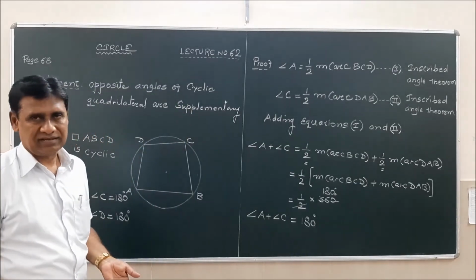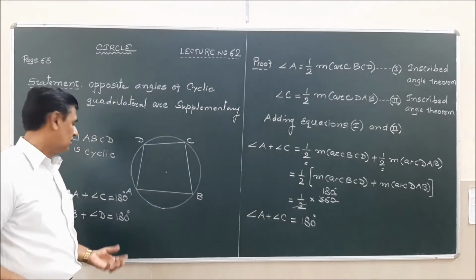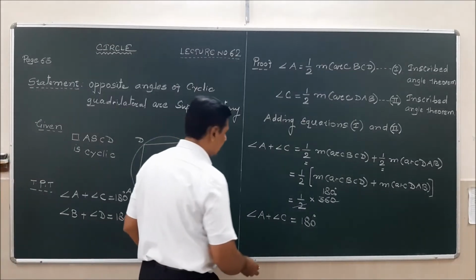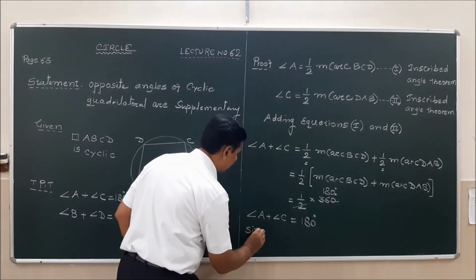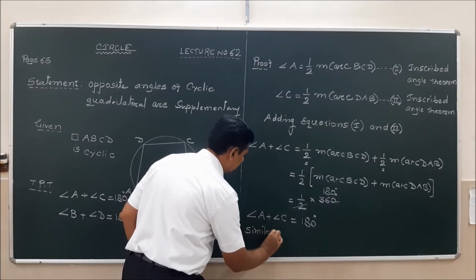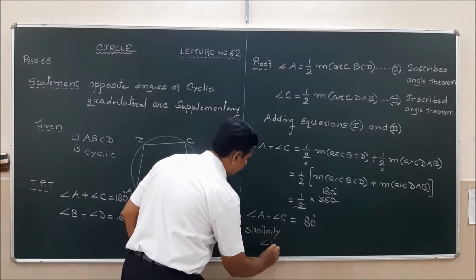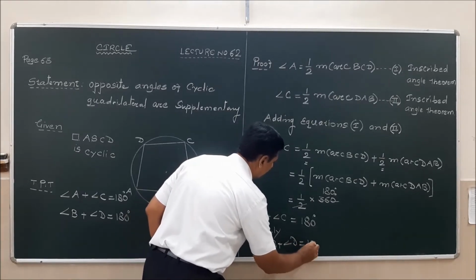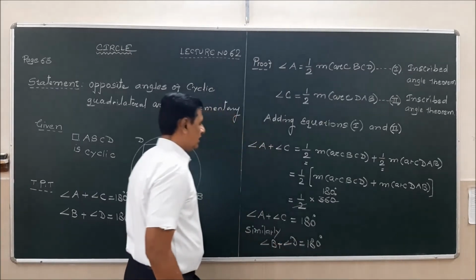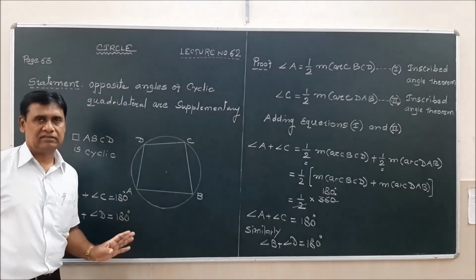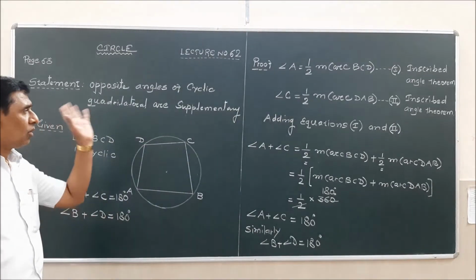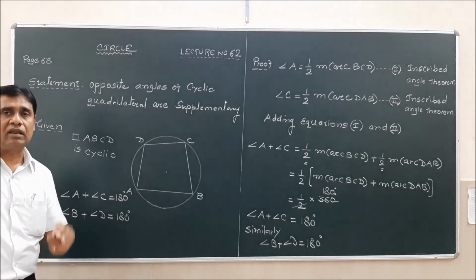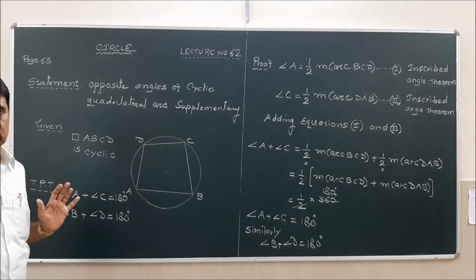There is no need, even in the textbook also they have mentioned, to get the second result, simply you have to say that similarly. Okay, what you have to say? Similarly, angle B plus angle D is equal to 180. Similarly, you have to say. That's all. You don't have to prove, or you don't have to go through the same thing. Very, very important theorem from examination point of view.